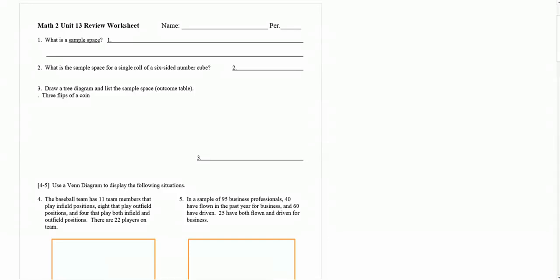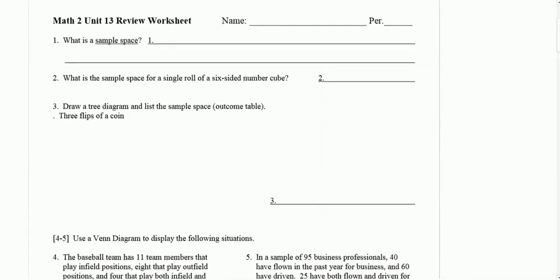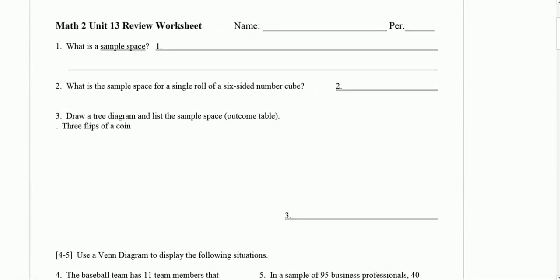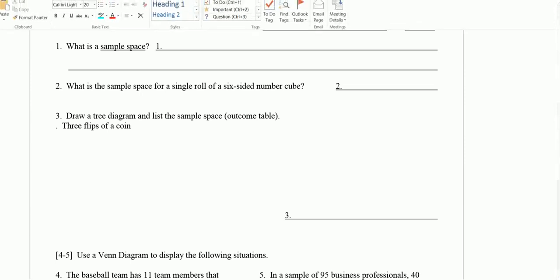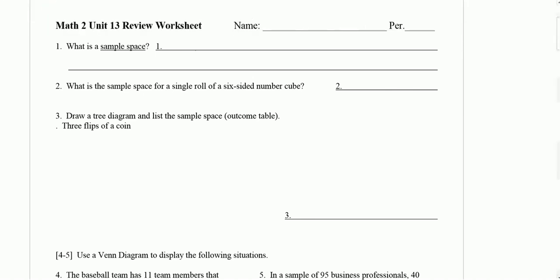Alright, this is the Math 2 unit review worksheet for Unit 13. First question is, what is a sample space? So a sample space is the set of all possible outcomes.